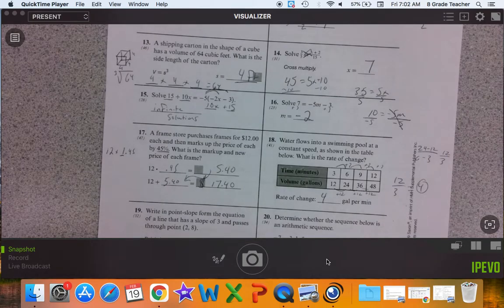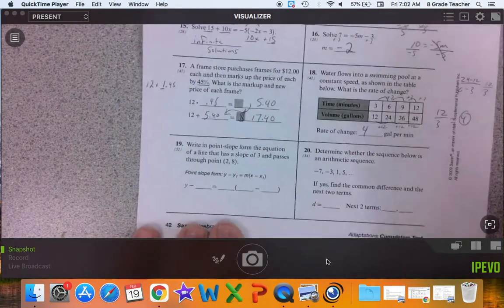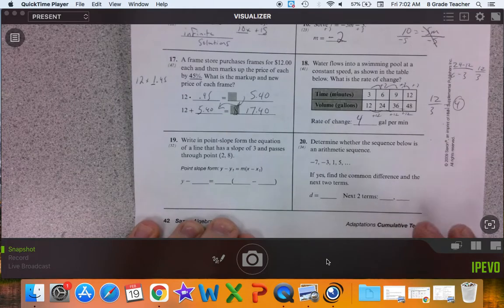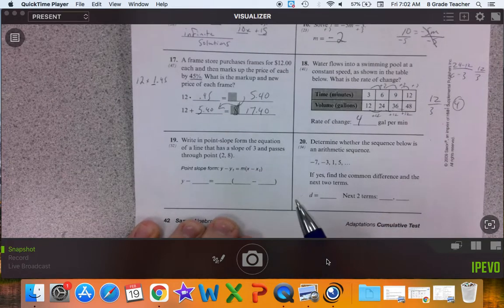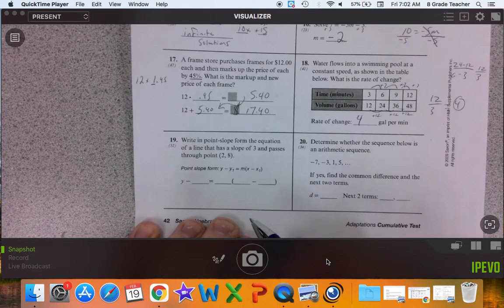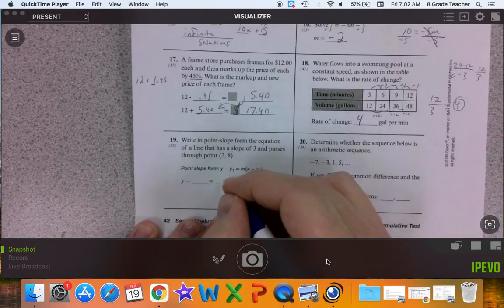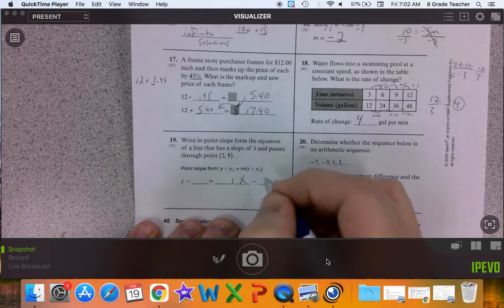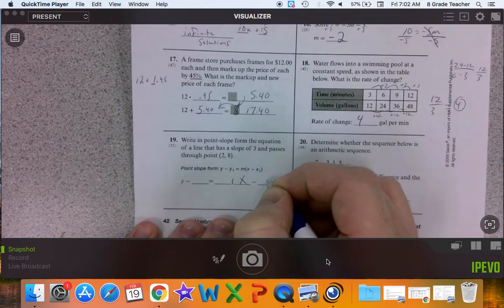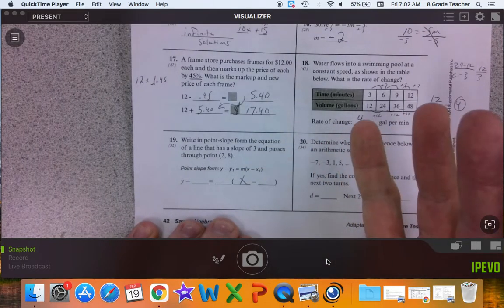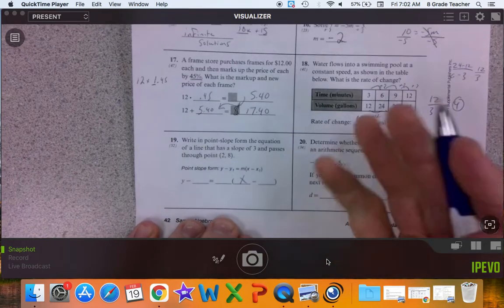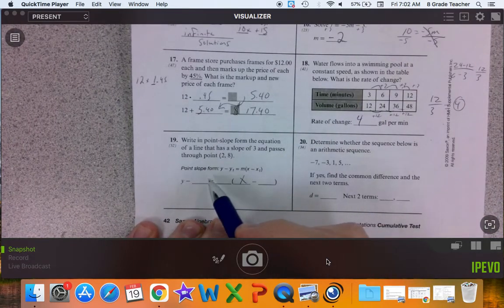Number 19. It says write in point slope form the equation of a line that has a slope of 3 and passes through the point 2, 8. We know that in our point slope form that this is going to be our x and this is going to be our y. Here is our slope that we need to put in, and then these are going to be the x and y values for those points. So each thing that is in this problem is given to us what needs to be filled into this diagram. We just simply need to know what that point slope form is.